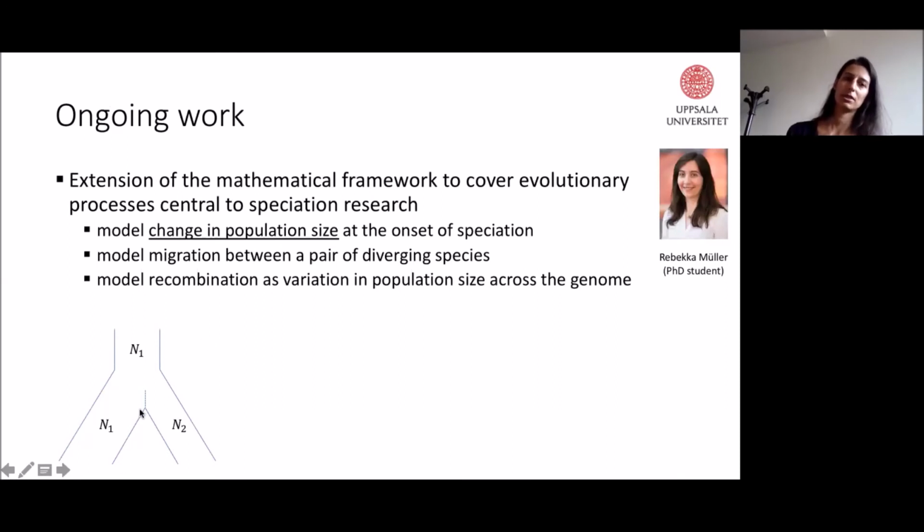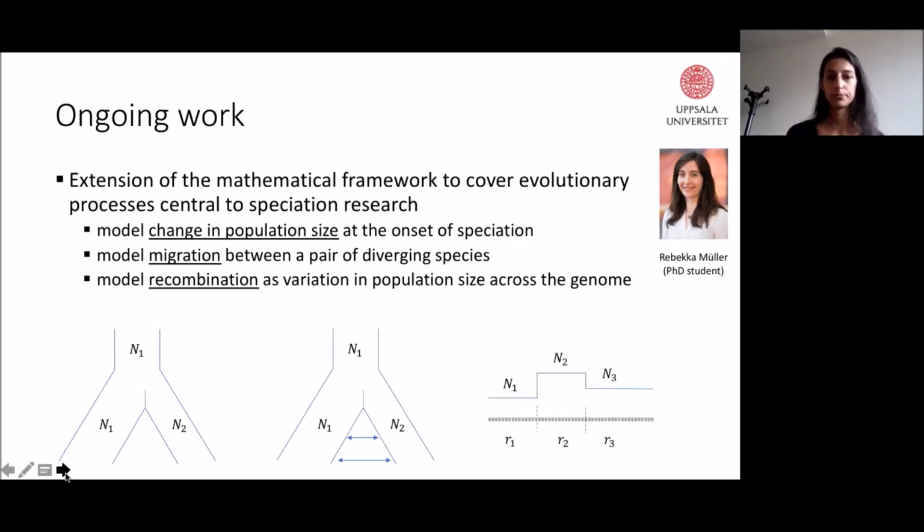So we are now also modeling change in population size at the onset of speciation, because we want to model this in a phylogenetic setting. So we need to consider at least 2 species. We then also model migration between the pair of diverging species, and we are looking at different ways of modeling variation in recombination rate across the genome. But this is ongoing work, so I'm not going to discuss any more details about this.